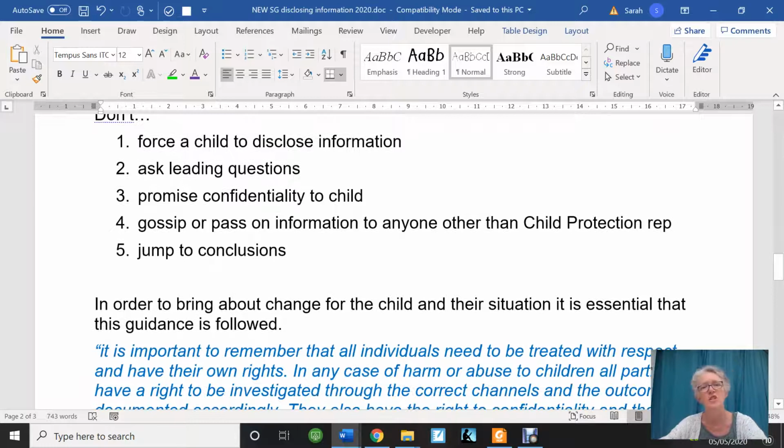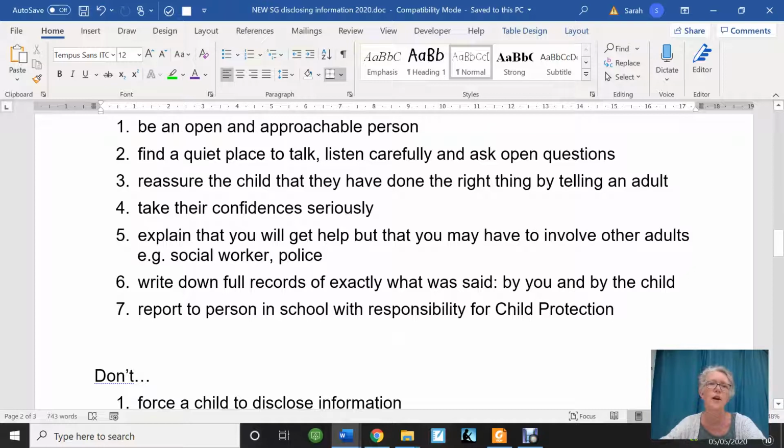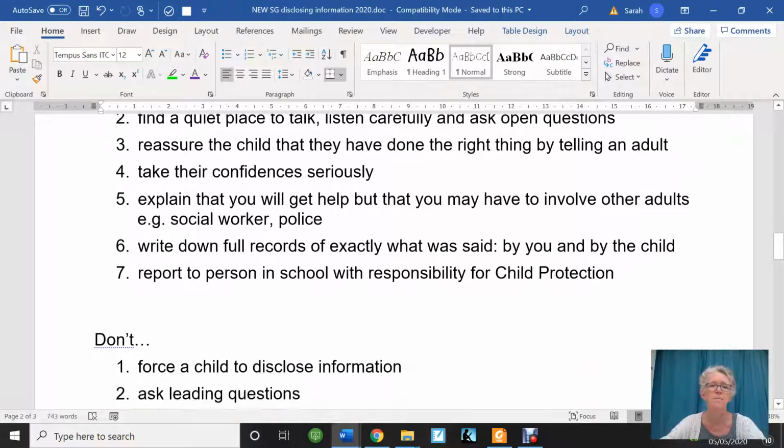Don't jump to conclusions, don't ask leading questions. You should be open and approachable, find a quiet place to talk, reassure the child that they've done the right thing by telling, take their confidences seriously, explain that you will get help, but you can't keep it a secret. You might have to tell other adults. Write down records of what was said and report directly to the person in school with responsibility for child protection. Don't go and tell another TA, don't tell the class teacher, go to the safeguarding officer.